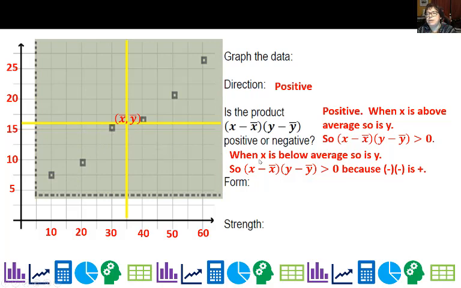What that means is that we have this positive association. We tend to get mostly positive products here. If I had a negative association, I would get negative products. Let's go ahead, and what was the form? We agreed it was linear, and the strength seems to be pretty strong. And I'm about to show you how we can measure strength using correlation where we can be specific.